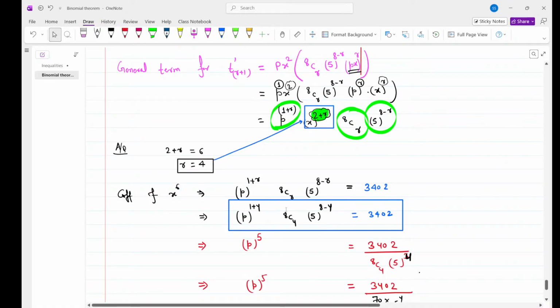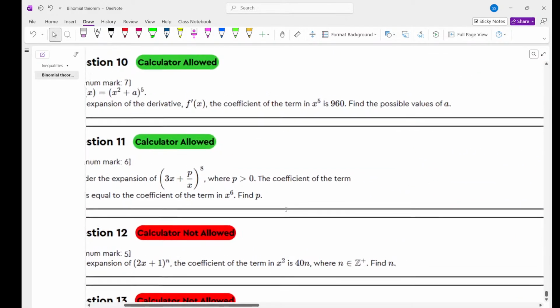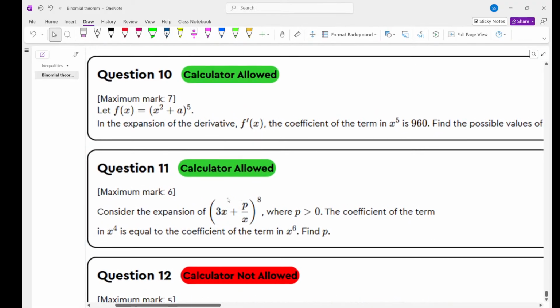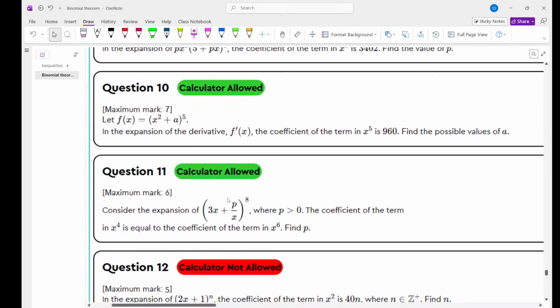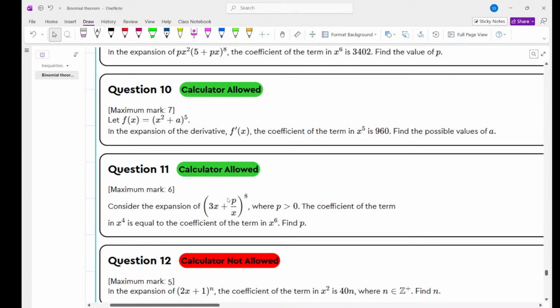No. Okay. Let us do the next question. Try this. If f(x) is equal to this, in the expansion of its derivative, you don't have the concept of derivative right now, isn't it? This is differentiation. You know this? Very good. So you can try this one also.